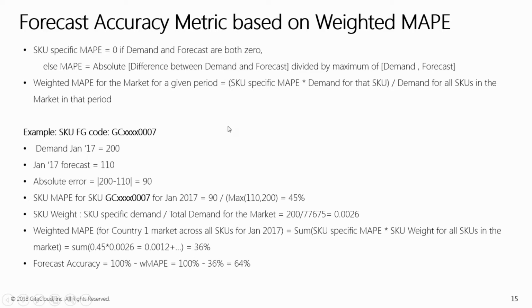So quickly, presenting the forecast accuracy metric that was used by us for baseline forecast accuracy measurements, as well as the forecast accuracy measurements using our methods, explanation method. As I was stating in the previous slides, MAP is the ratio of the difference in demand and forecast divided by the maximum of the demand and forecast.